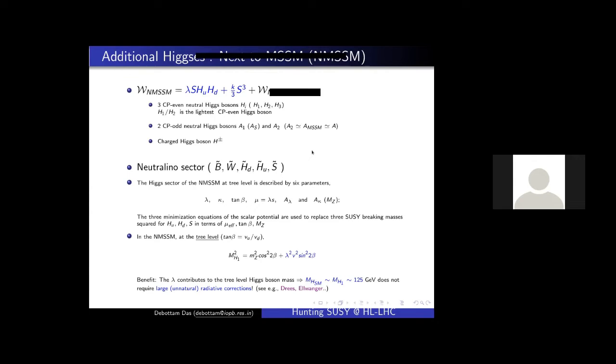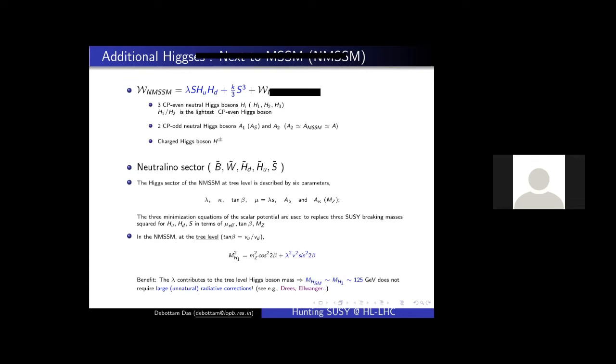In the neutralino sector, the first four are just the MSSM neutral fermions. The singlino is the new component, which we have to consider in the NMSSM. Now, I will focus on the dark matter part, and also this Higgs sector in the NMSSM, as these sectors mainly contain distinguishing signatures different from what the MSSM usually offers.